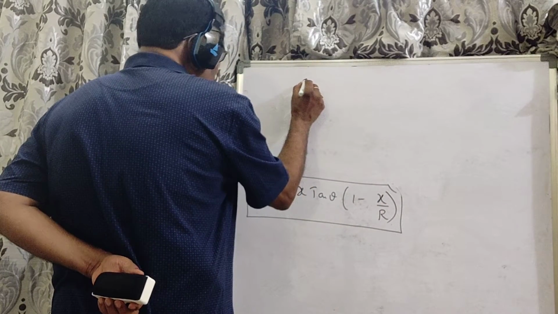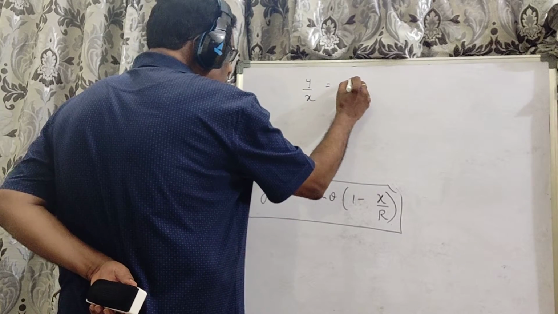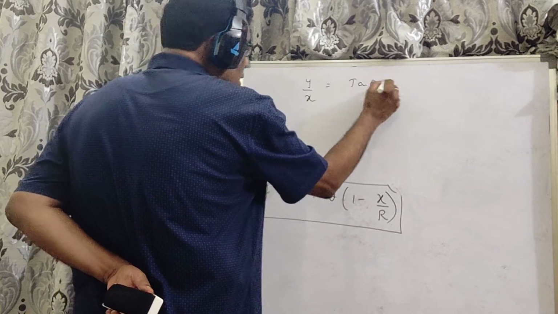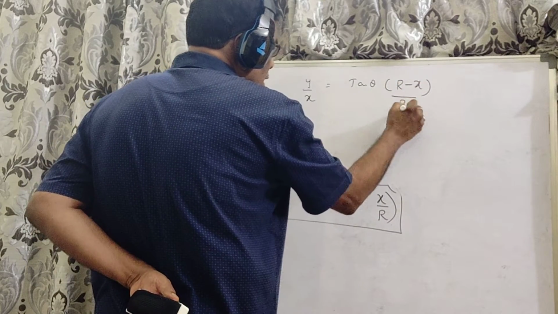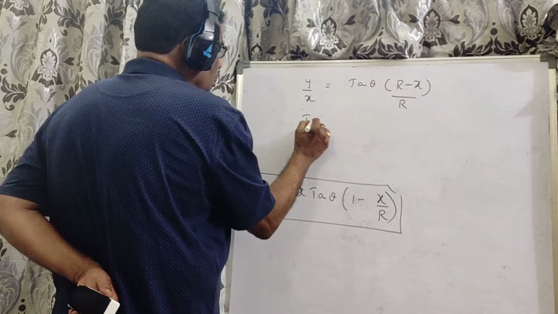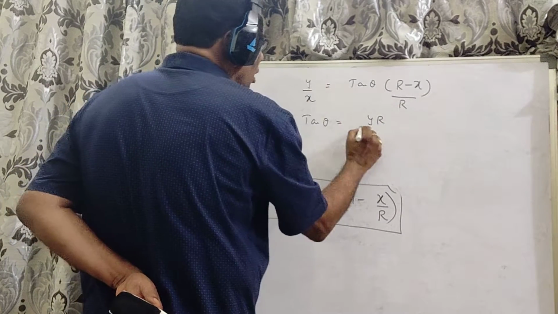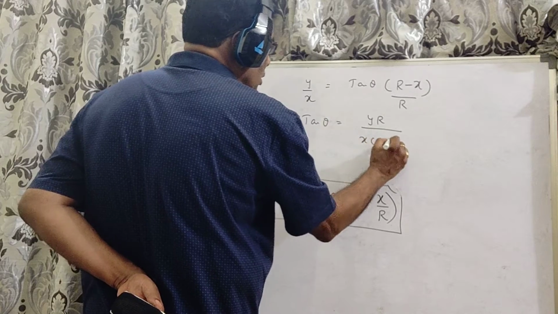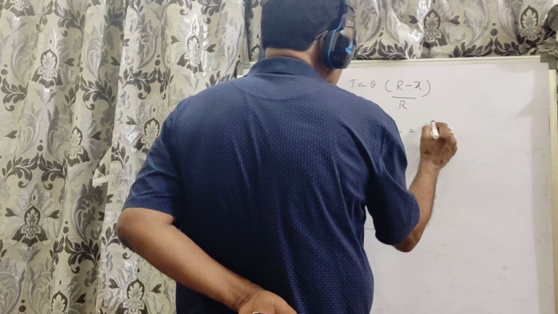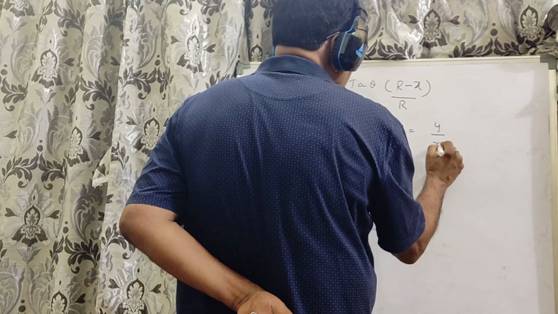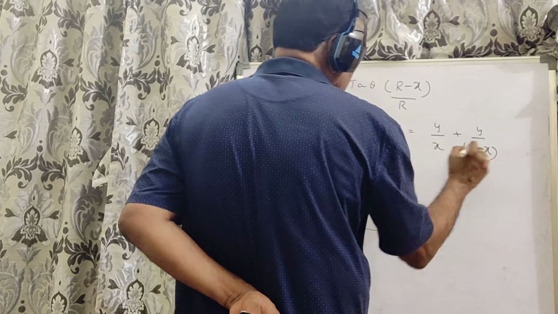Now I'll go a bit further into it. I'll write it as y by x is equal to tan theta into r minus x by r. Or tan theta is equal to y r by x into r minus x. Now I can write this as y by x plus y by r minus x.